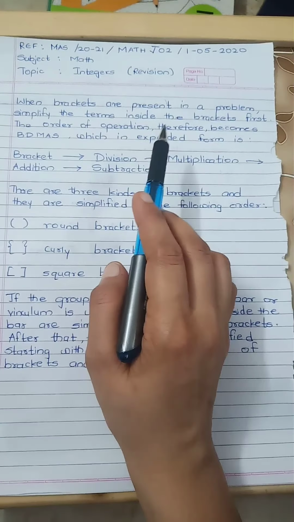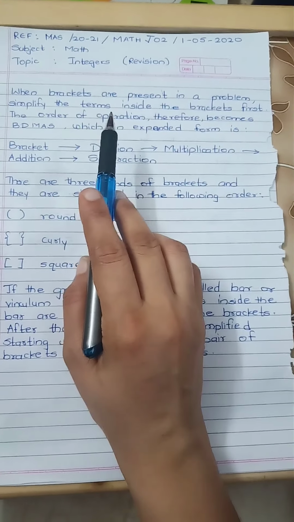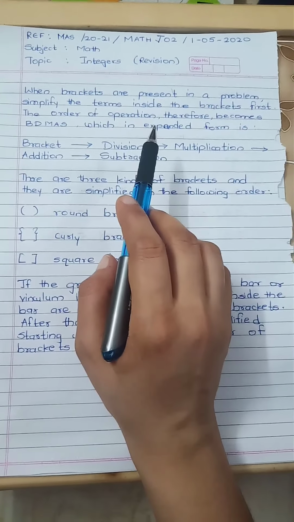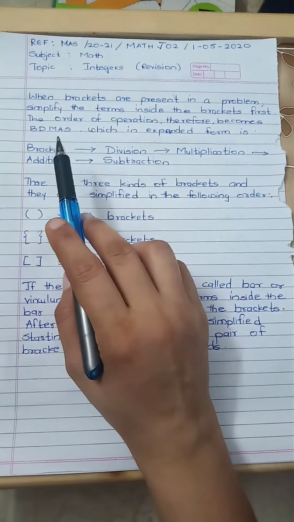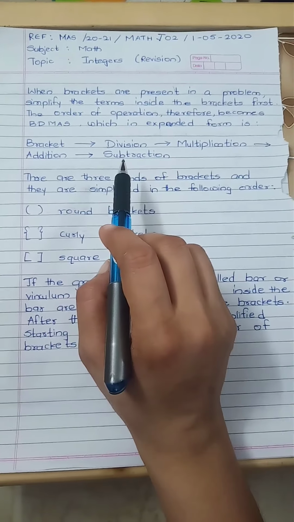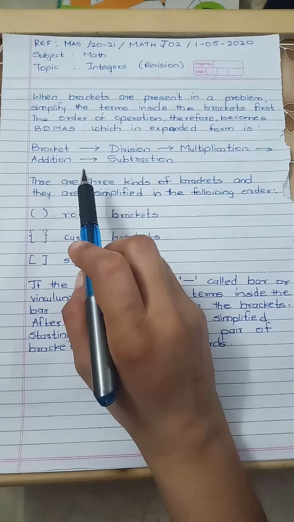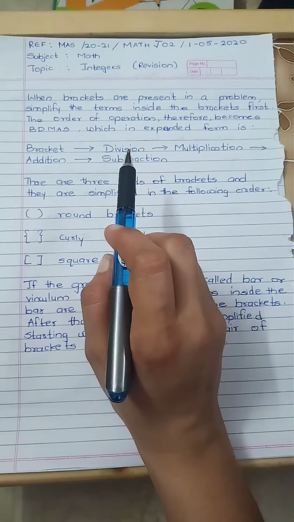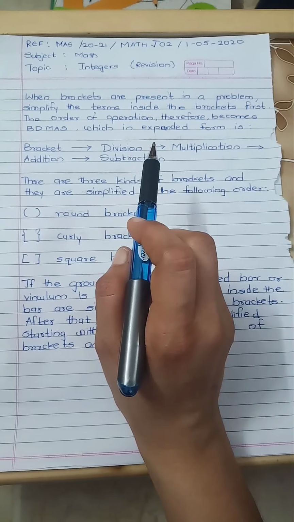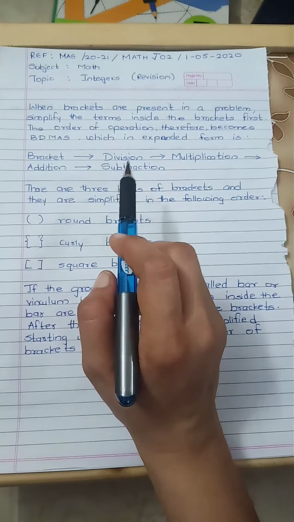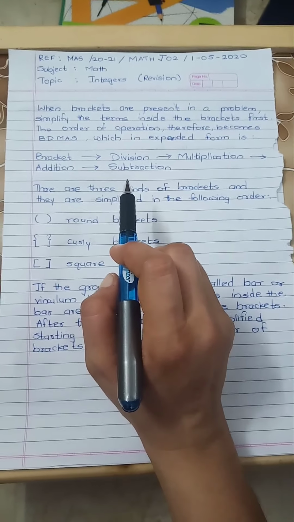When brackets are present in a problem, simplify the terms inside the brackets first. The order of operation therefore becomes BDMAS, that is bracket first, then division, multiplication, addition, and then subtraction. So if there are brackets in a simplification sum, you need to first solve the brackets, then division, multiplication, addition, and subtraction.